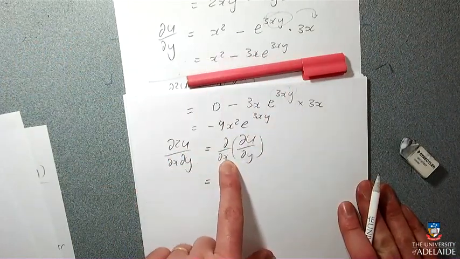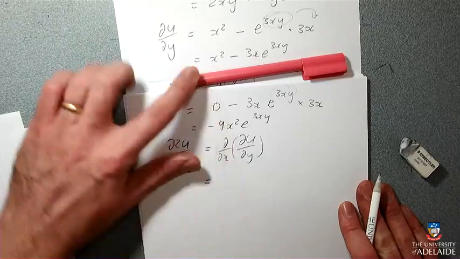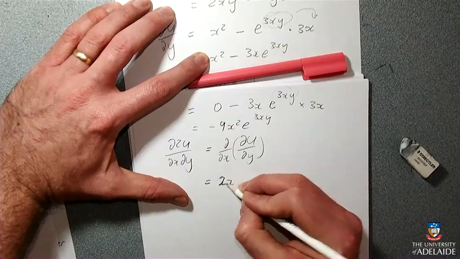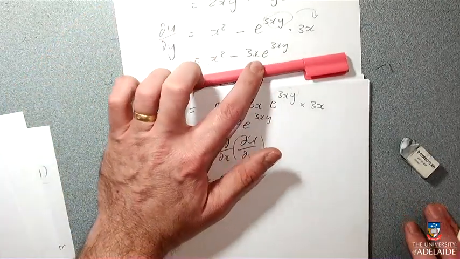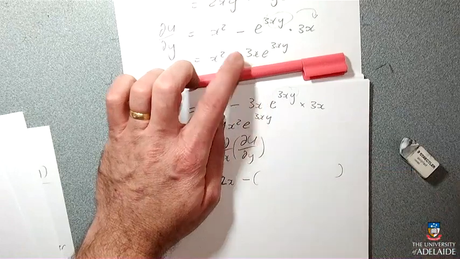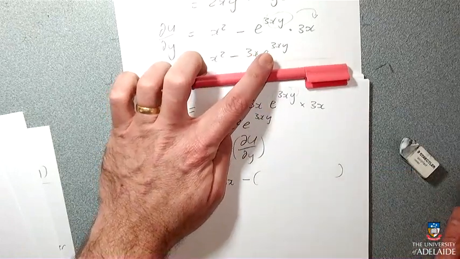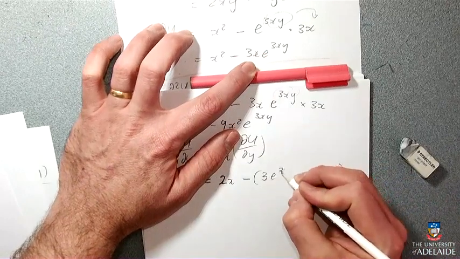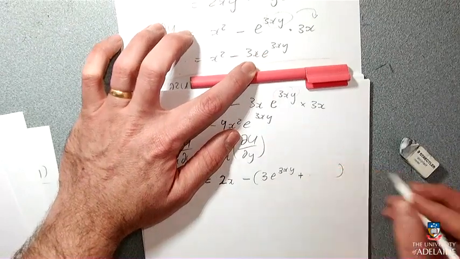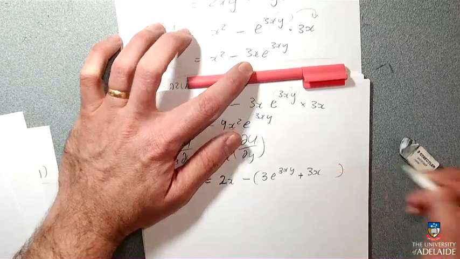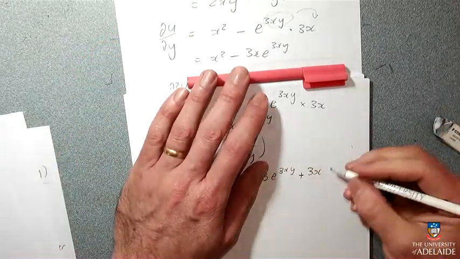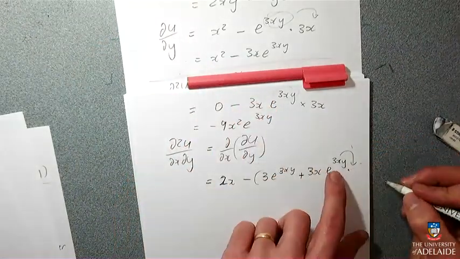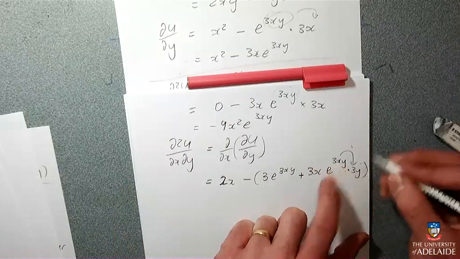So the x counts as the variable and the y counts as the constant. So x is a variable, that will become 2x. And this one, they've both got an x in them, so I had to use the product rule. So the derivative of 3x is 3, and I keep the e to the 3xy. And then I keep the 3x, and then I differentiate the e to the 3xy with respect to x. So I'm doing x, aren't I? So the y counts as a constant.